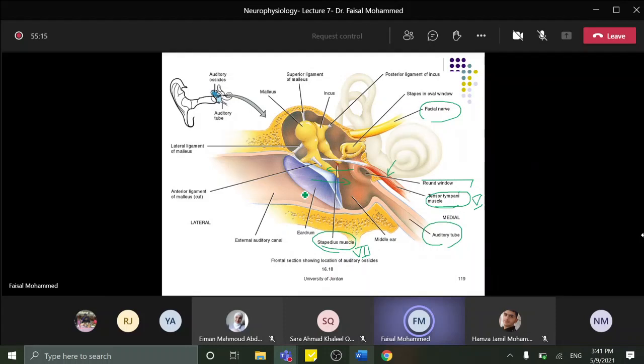They are not going to communicate, they are not going to transmit sound waves to where? To the oval window. They won't transmit them. But this is called the attenuation reflex. It attenuates the sound waves. Why attenuation? To protect our ear from too loud sounds.